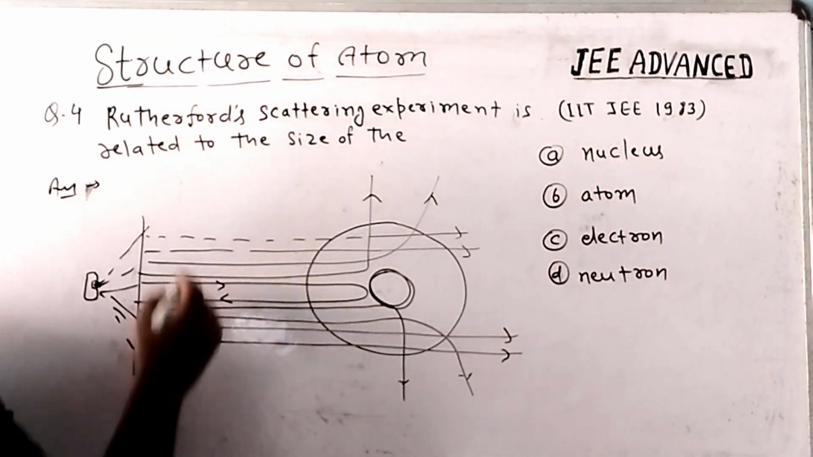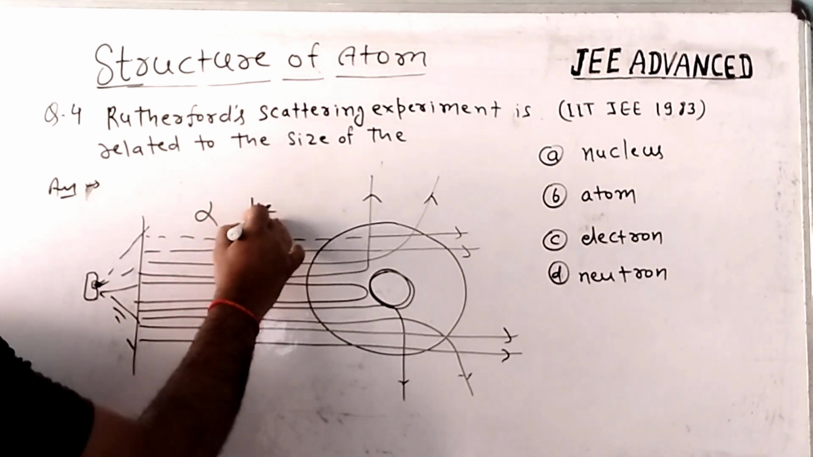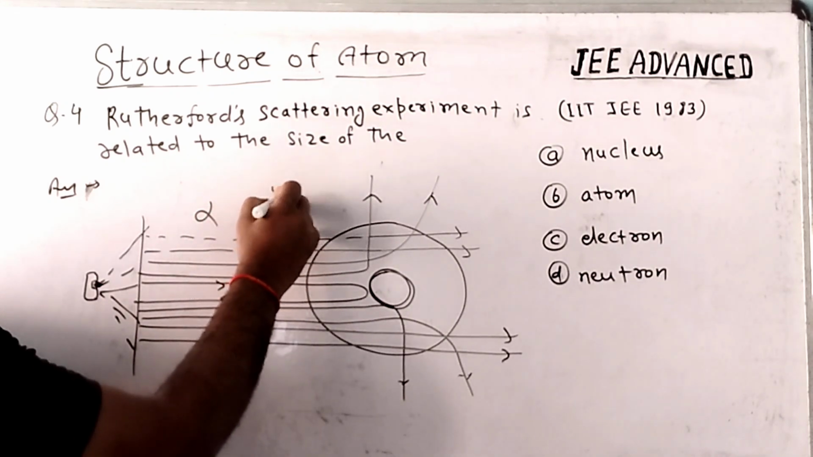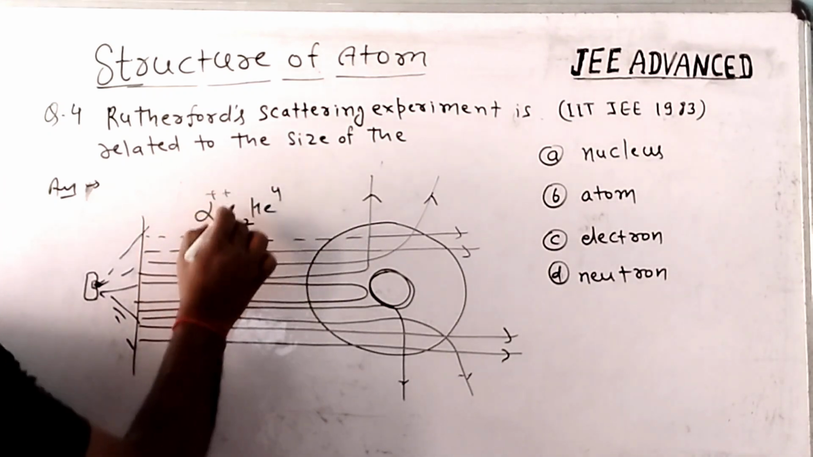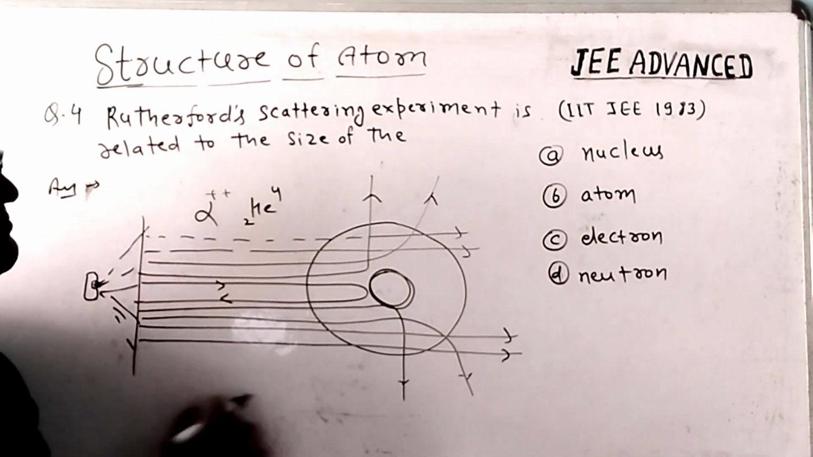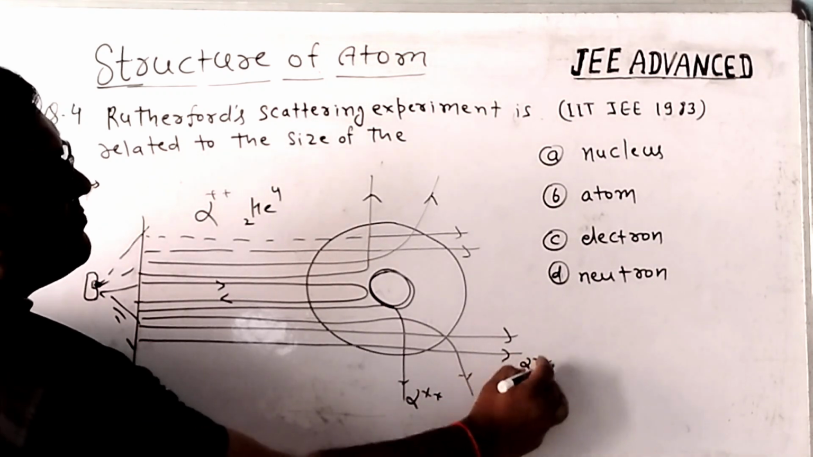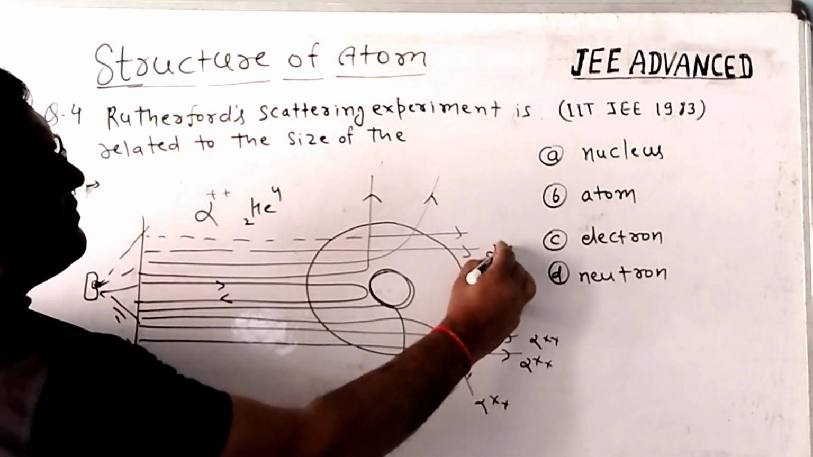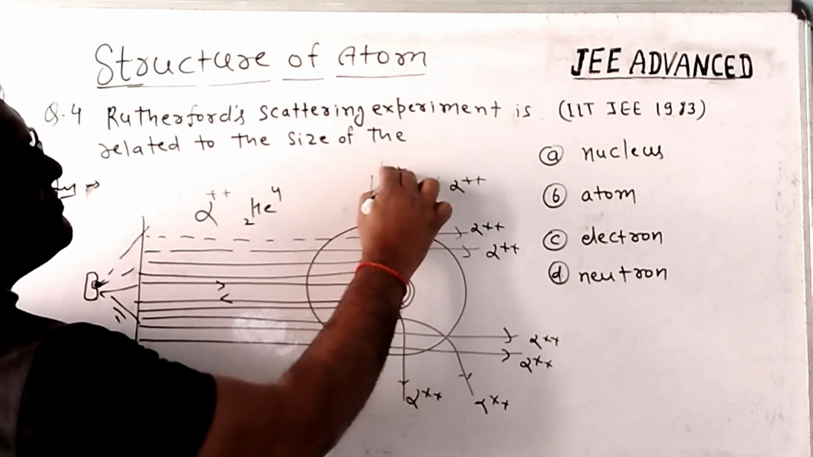And now an alpha particle is just like helium, having 2 positive charges and mass equal to 2 mu, or 2 hydrogen atoms. So alpha carries 2 positive charge, alpha is double positive.